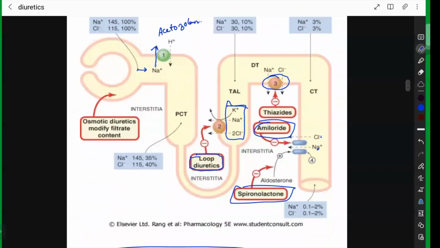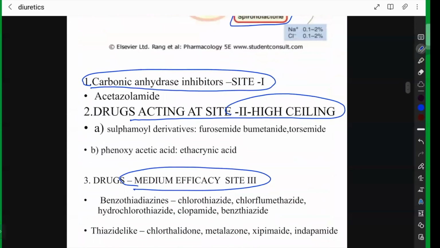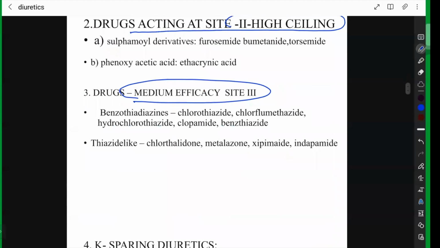So now coming to this, I'll tell you one by one. Carbonic anhydrase inhibitor, site 1, is acetazolamide. Site 2, the high-ceiling diuretics, are furosemide, bumetanide and torsemide. These are sulfonyl derivatives, phenoxyacetic acid derivatives and ethacrynic acid. And medium efficacy diuretics act at site 3, the sodium chloride site. There you have benzthiazide, chlorothiazide, hydroflumethiazide, hydrochlorothiazide and clopamide. Then those not similar to thiazide are called thiazide-like derivatives. Examples are chlorthalidone, metolazone, xipamide and indapamide.